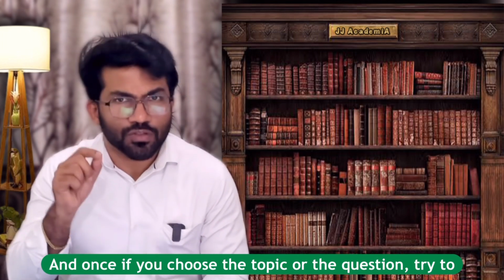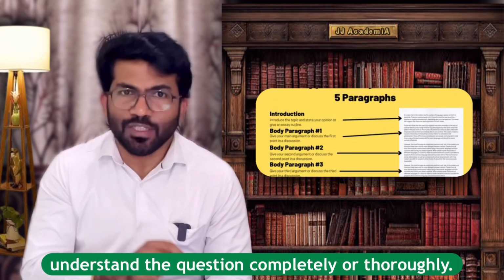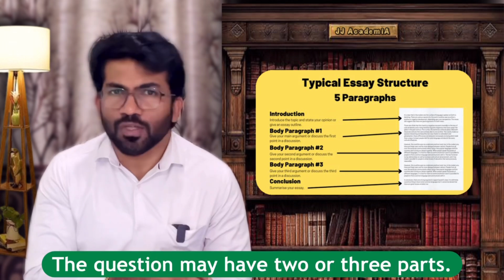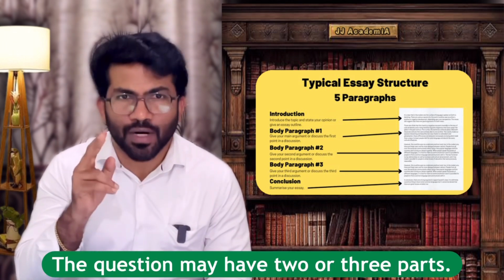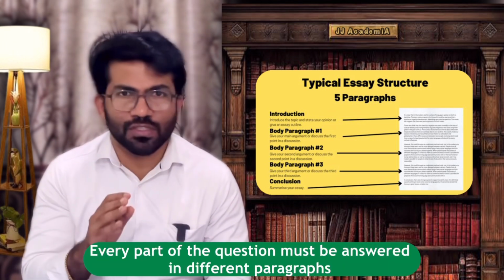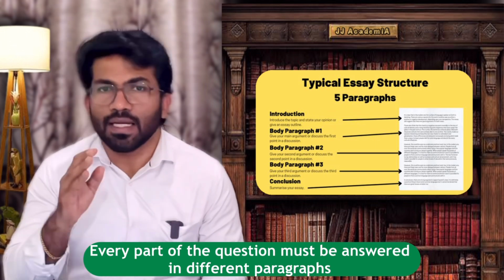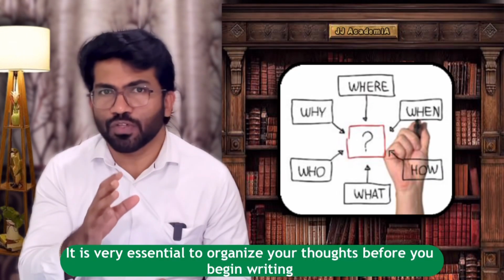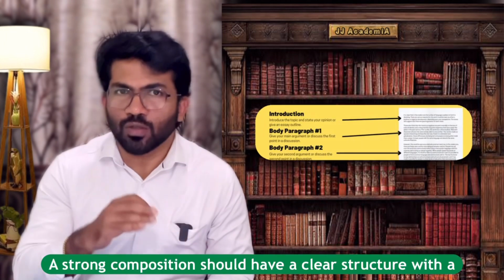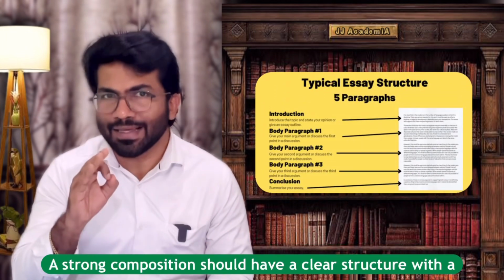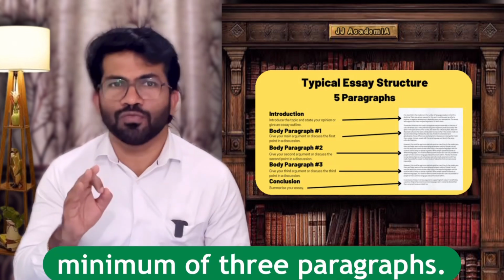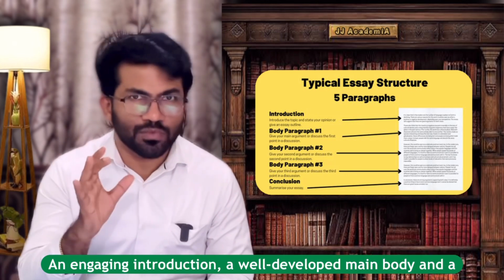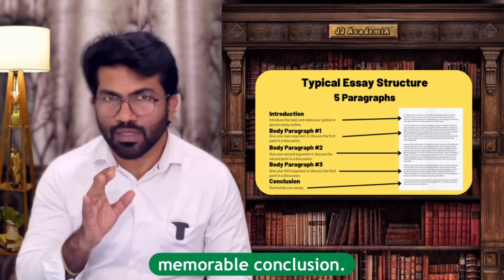And once you choose the topic or the question, try to understand the question completely or thoroughly. The question may have 2 or 3 parts. Every part of the question must be answered in different paragraphs. It is very essential to organize your thoughts before you begin writing. A strong composition should have a clear structure with a minimum of 3 paragraphs: an engaging introduction, a well-developed main body, and a memorable conclusion.